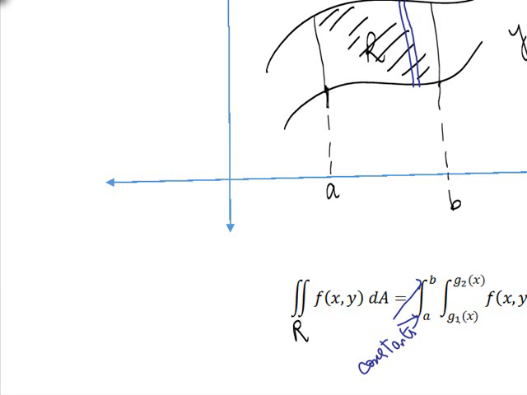And then finally, the y limits here, these are the curves. g1(x) is the curve at the bottom, g2(x) is the curve at the top. So we're going from bottom to top. Okay, so note the characteristics of vertically simple.